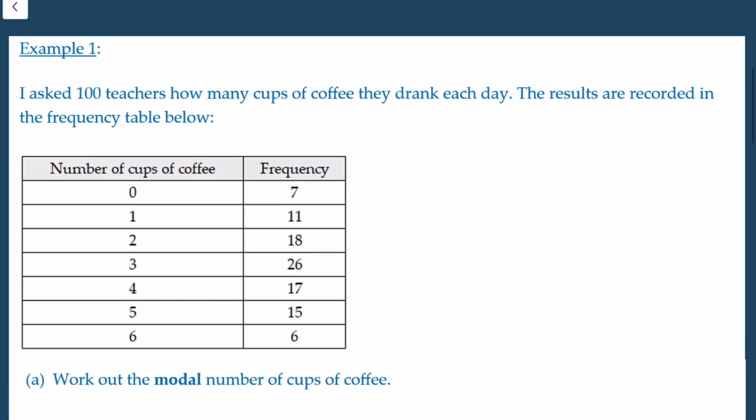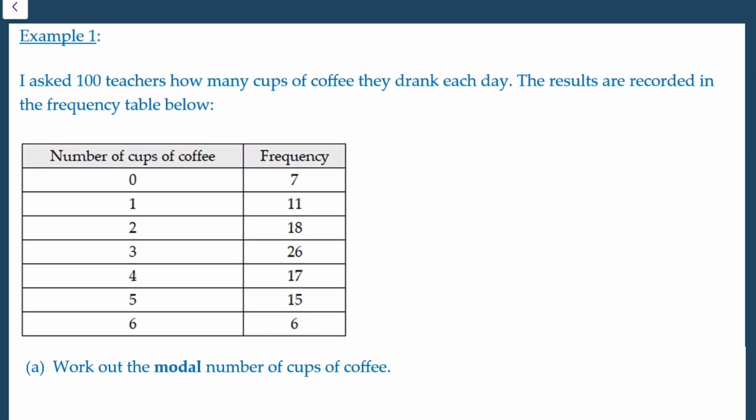Let's have a look at an example. In both the examples I'm going to work on, we're going to be given a frequency table. A frequency table, remember, is just a summary of the list of data. So if I ask 100 teachers how many cups of coffee they drink each day, and I record all of that, I will have a tally of 100. We looked at tables in a previous video.